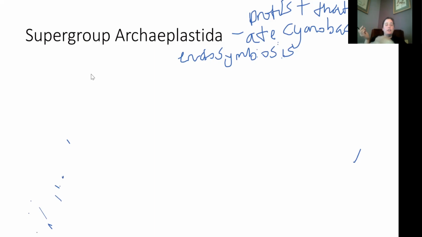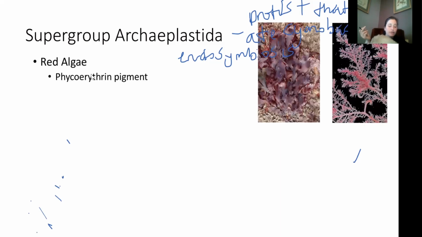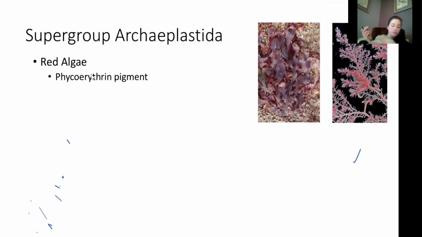So again, archaeplastidas are close relatives to land plants, and we're going to talk about two groups. One of them is the red algae. So the red algae, you can see here are some pretty pictures of red algae. Red algae are characterized by having a specific pigment called phycoerythrin, which is red.